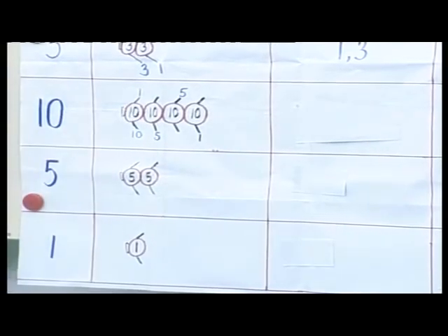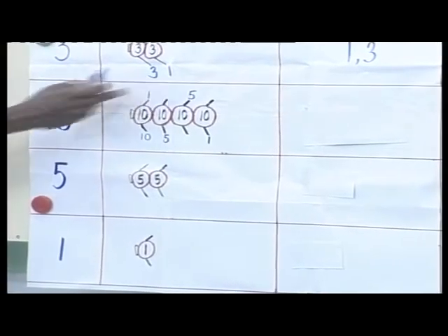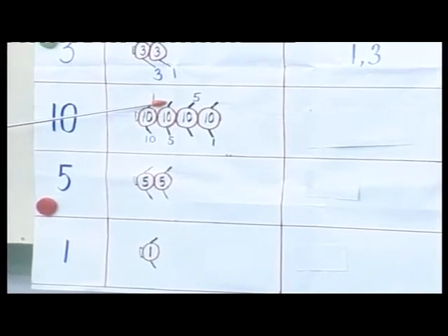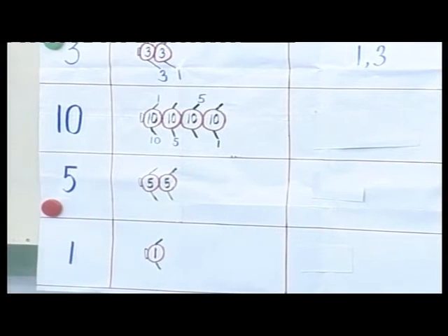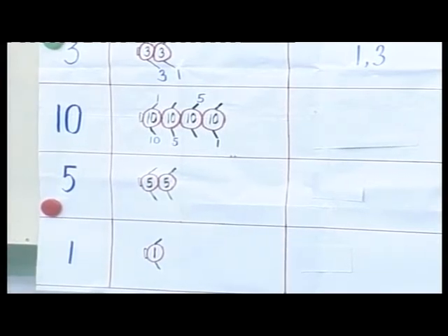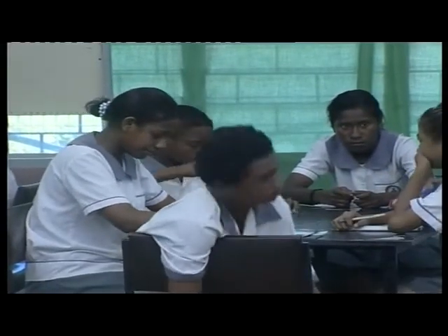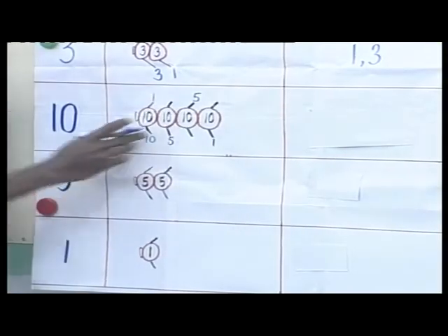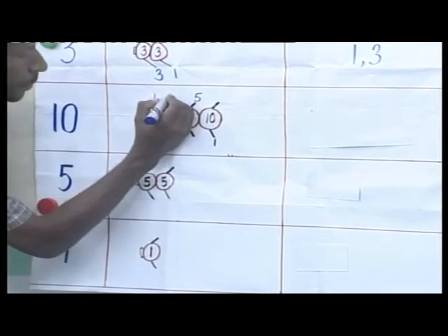Okay, the other factor, 5 has been given, and another one is not given. What is the other factor? Let's have one boy. Okay, our friend here. Where's the mic? 2 times 5. So 2 is the factor that is missing on this factor pillar.